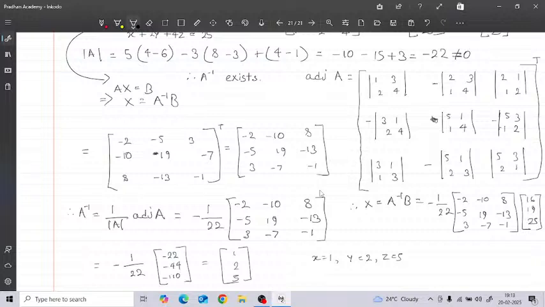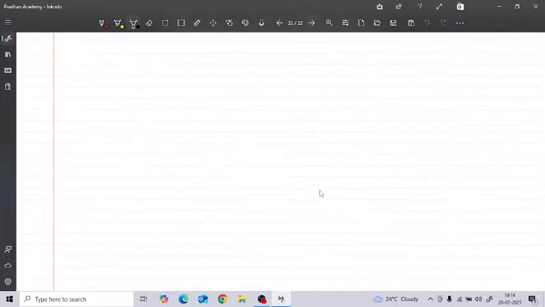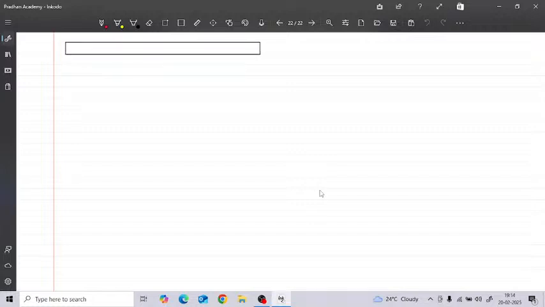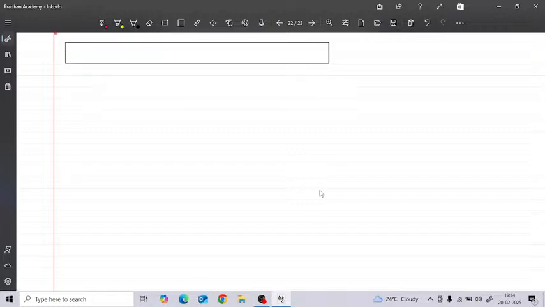I'm listing some properties of adjoint, that's very important for you. Let me write. Please take note of it. So here are some properties of adjoint of a matrix.